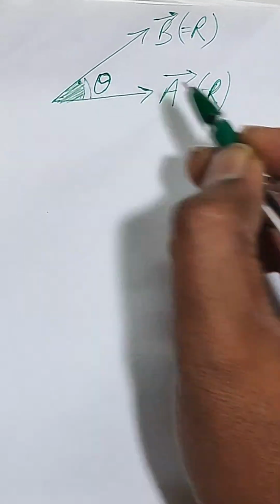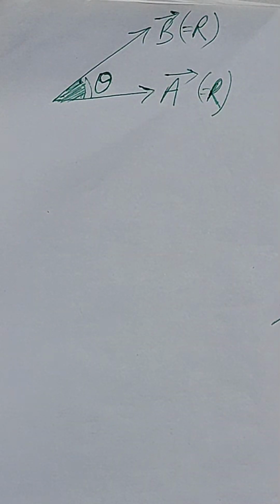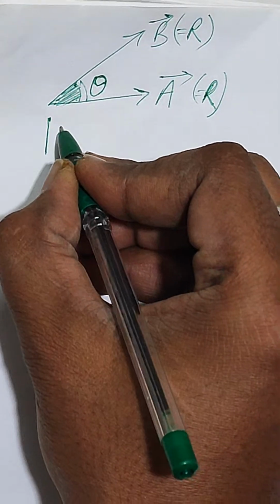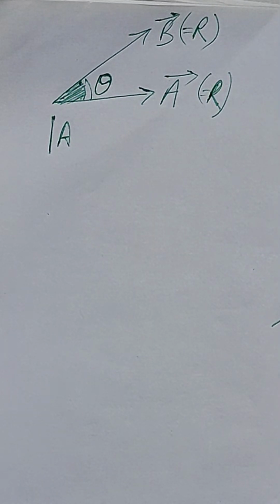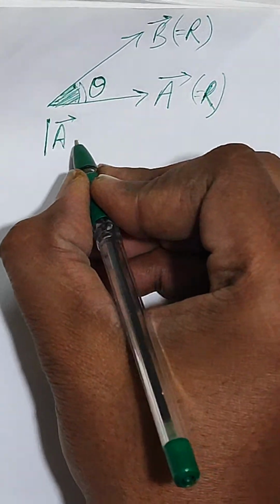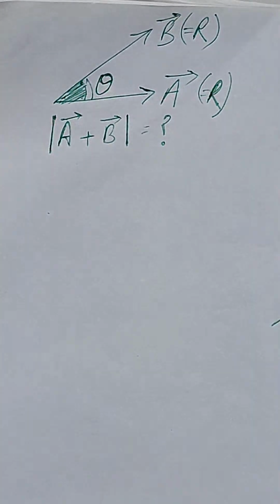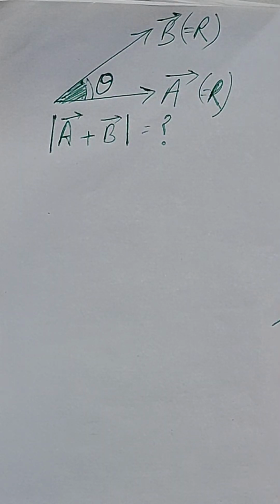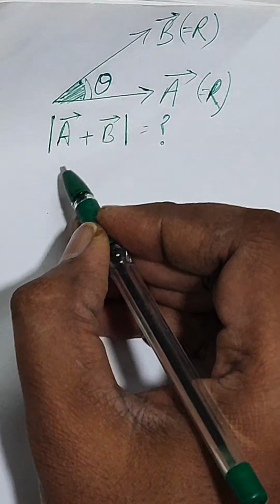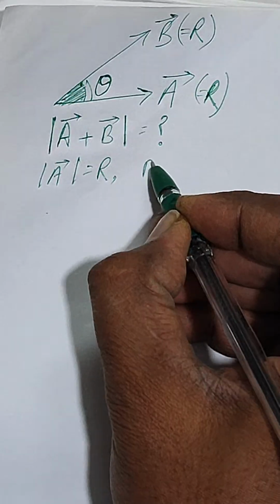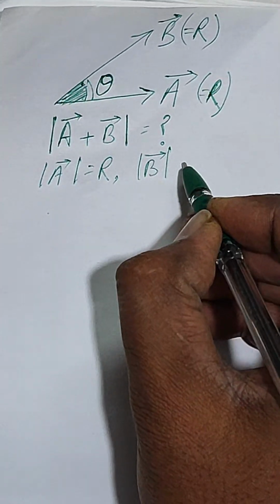This is a question from JE. Then the value of mod A plus B, that is mod of A plus B. What is this? This is the question to us. We know the magnitude of vector A is R. Magnitude of vector B is R.